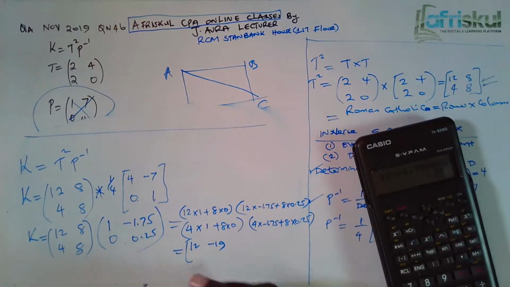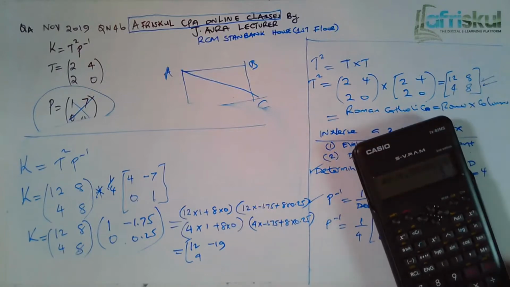And then we have this is 4, it's quite easy, because this is 0. Lastly, we have 4 by -1.75 plus 8 by 0.25, which gives us at the end of the day -5. And that is the answer. That is what we were expected to do in this particular question.